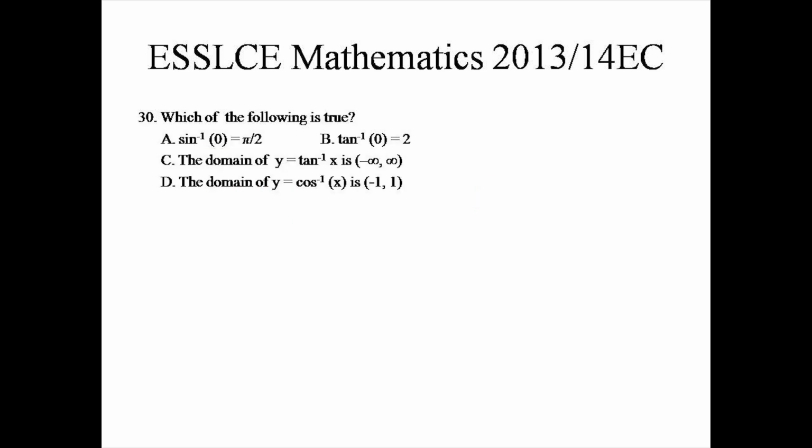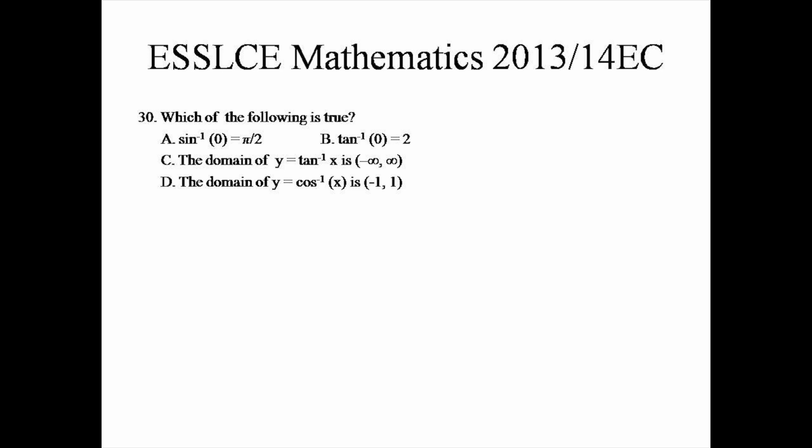Question number 30. Which one of the following is true? A. Sine inverse of 0 is equal to pi over 2. B. Tan inverse of 0 is equal to 2. C. The domain of y equals tan inverse of x is negative infinity up to infinity. D. The domain of y equals cos inverse of x is negative 1 to 1, with negative 1 and 1 excluded.